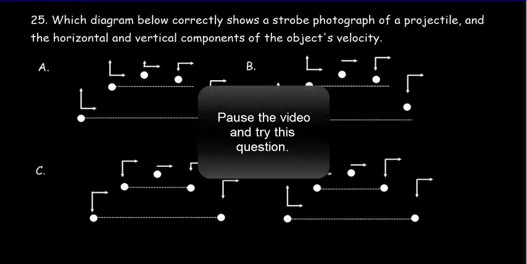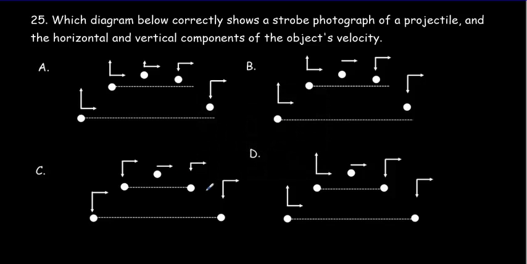Final question 25. Pause the video, try the question, come back for the answer. So several things to look for. Notice here that they have these horizontal lines here to show you that these two are not at the same height. And that means the maximum height of the projectile is going to be a little bit to the right of this ball in the strobe photograph. And our parabola should look something like that, centered a little to the right, whereas these two are symmetrical.